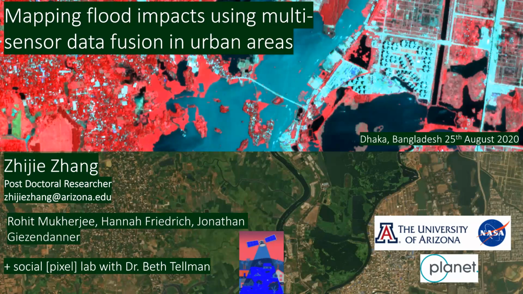So what I'm doing here is I'm trying to map flood impacts using multi-sensor data fusion in urban areas.